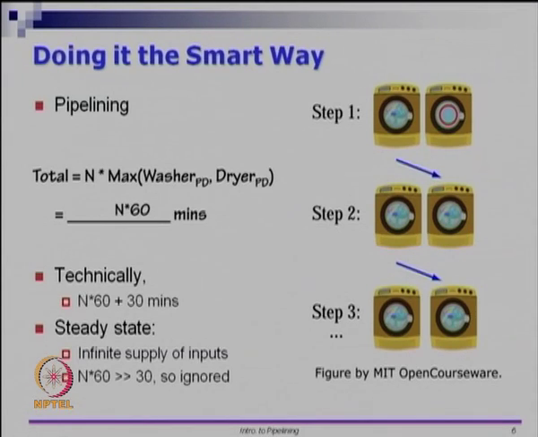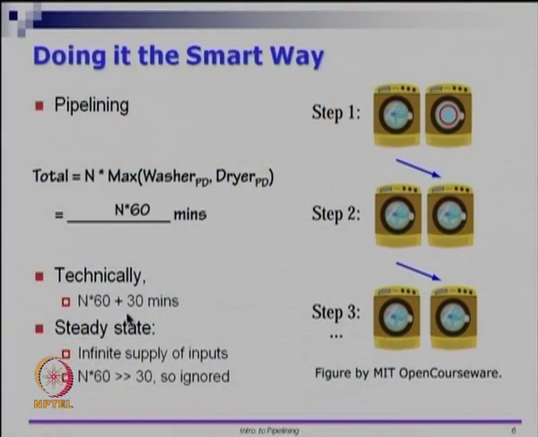So, what we are doing is at any point of time we keep one wash ready. So, there are lots of loads of clothes that we need to wash at any point of time. We want one of them ready for the dryer, and whenever the dryer is ready, we put the washed clothes for drying and put a new load for wash. That is the setup that we have assumed here. This will require n into 60 minutes plus 30 minutes.